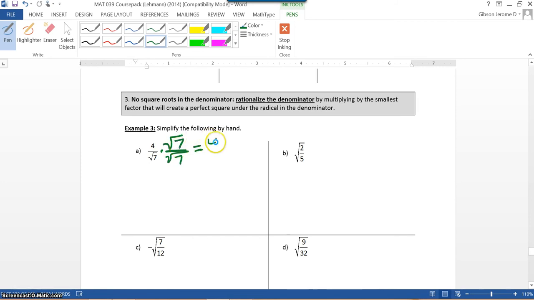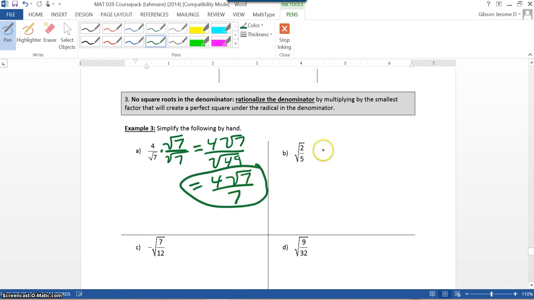So 4 times the square root of 7 is 4 square root 7. Square root of 7 times square root of 7 will give the square root of 49. Now we know the square root of 49 is 7. So we have 4 square root 7 all over 7. And that is the final answer because we can't simplify anymore.